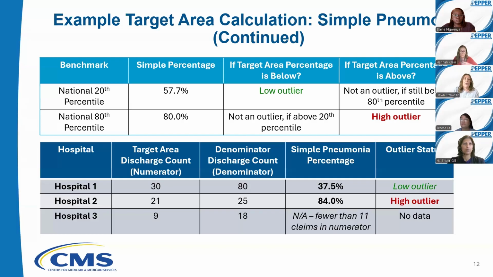Looking at Hospital 3, they had 9 claims meet the numerator criteria. So they will have outlier status as no data because they did not meet the minimum threshold for reporting, which is 11.